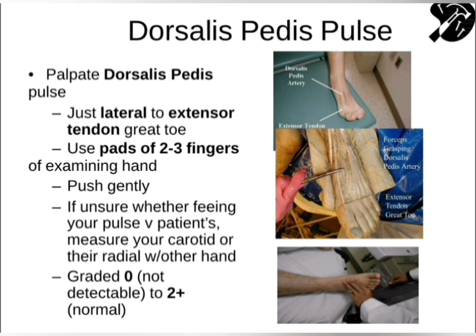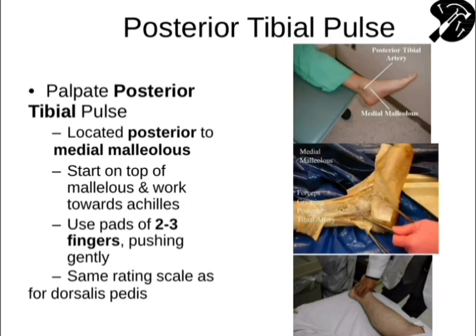The dorsalis pedis is just lateral to the extensor tendon of the great toe, and 2 to 3 fingers may be used to push gently and feel it. It is graded 0 not detectable and 2 plus normal. If unsure, note that 10% of patients may not have a dorsalis pedis.